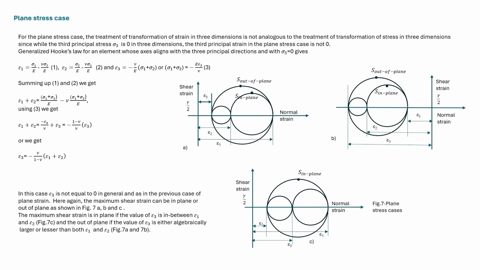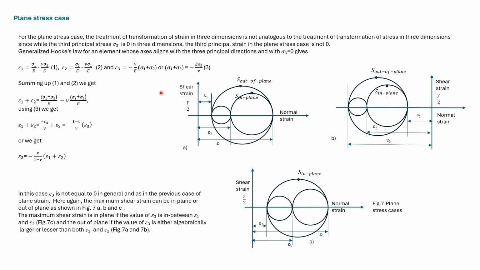Here we discuss the plane stress case. The treatment of transformation of strain in three dimensions is not analogous to the treatment of transformation of stress in three dimensions for the plane stress case. This is because for this case, the third principal strain is not zero, while the third principal stress is zero.